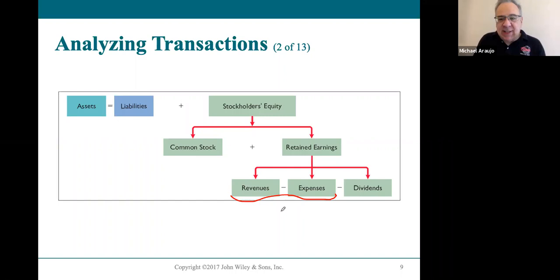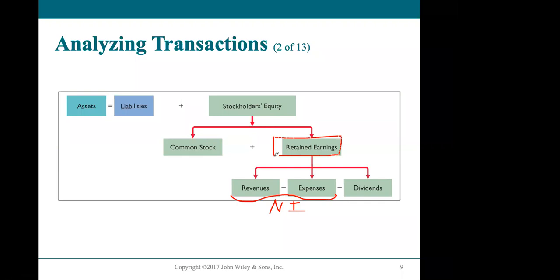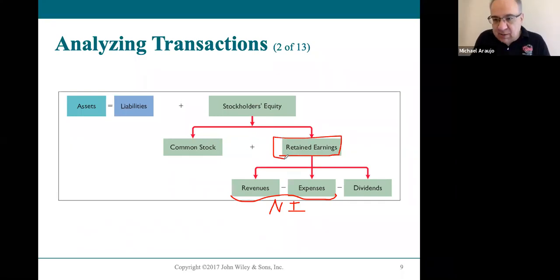Revenue minus expenses is the income statement, right? Revenue minus expenses gives us net income, right? Net income goes on the retained earnings statement. We take away dividends. After we take away dividends, we have our ending balance in retained earnings. Retained earnings, in essence, absorbs all the information from the income statement and the retained earnings statement and puts it on the balance sheet.